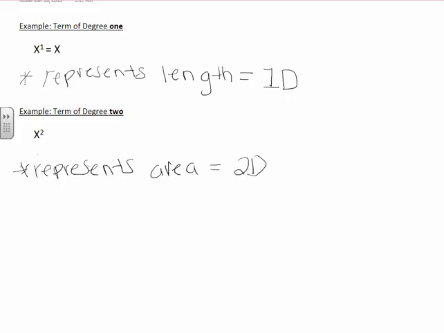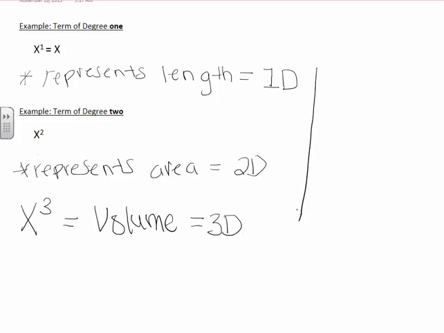I now want you to take a moment and just think. If single variable degree 1 terms represent length, and if single variable degree 2 terms represent area, what do you think single variable terms of degree 3 would represent? We're looking at anything that would look like this, x to the 3. Hopefully you were able to come up with volume, because that is correct. Any single variable term of degree 3 represents volume and is in 3D space.